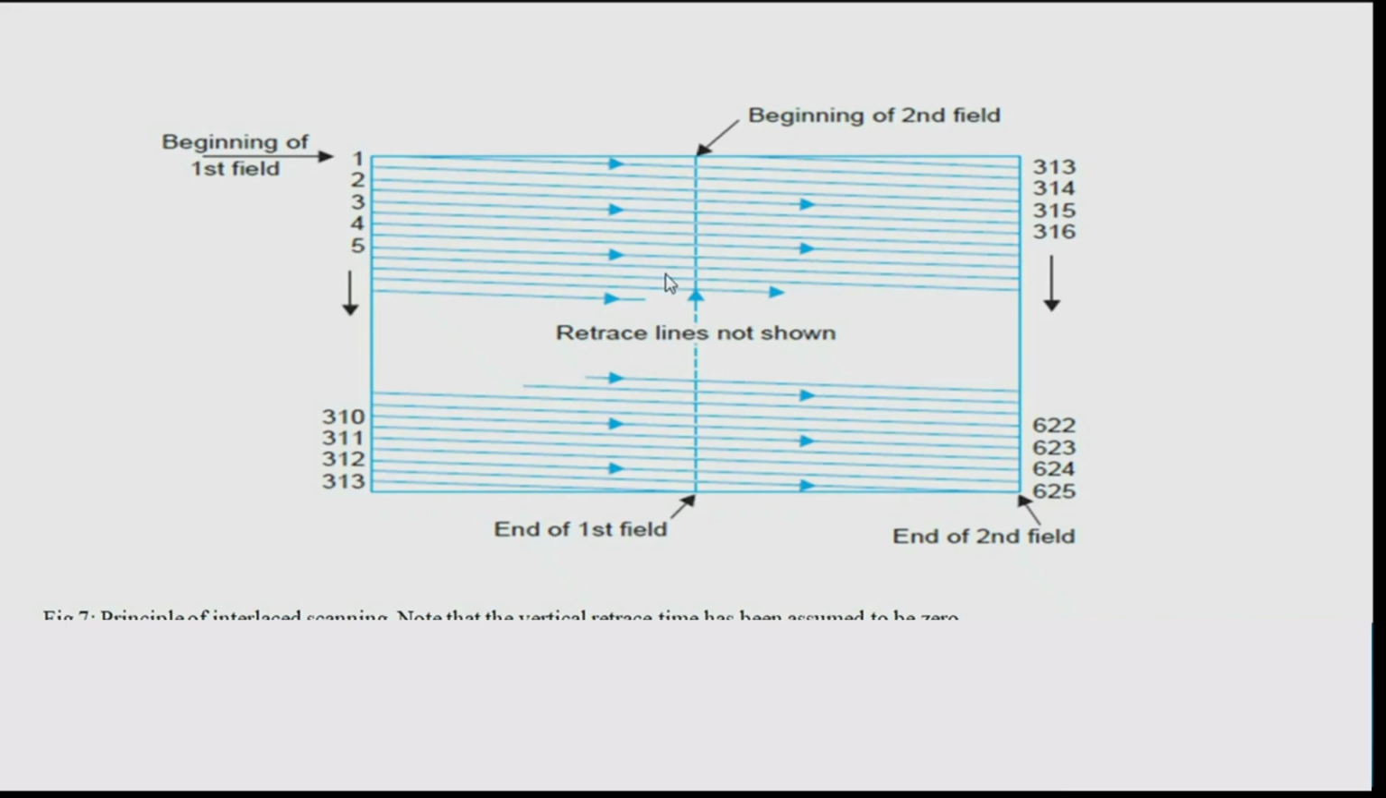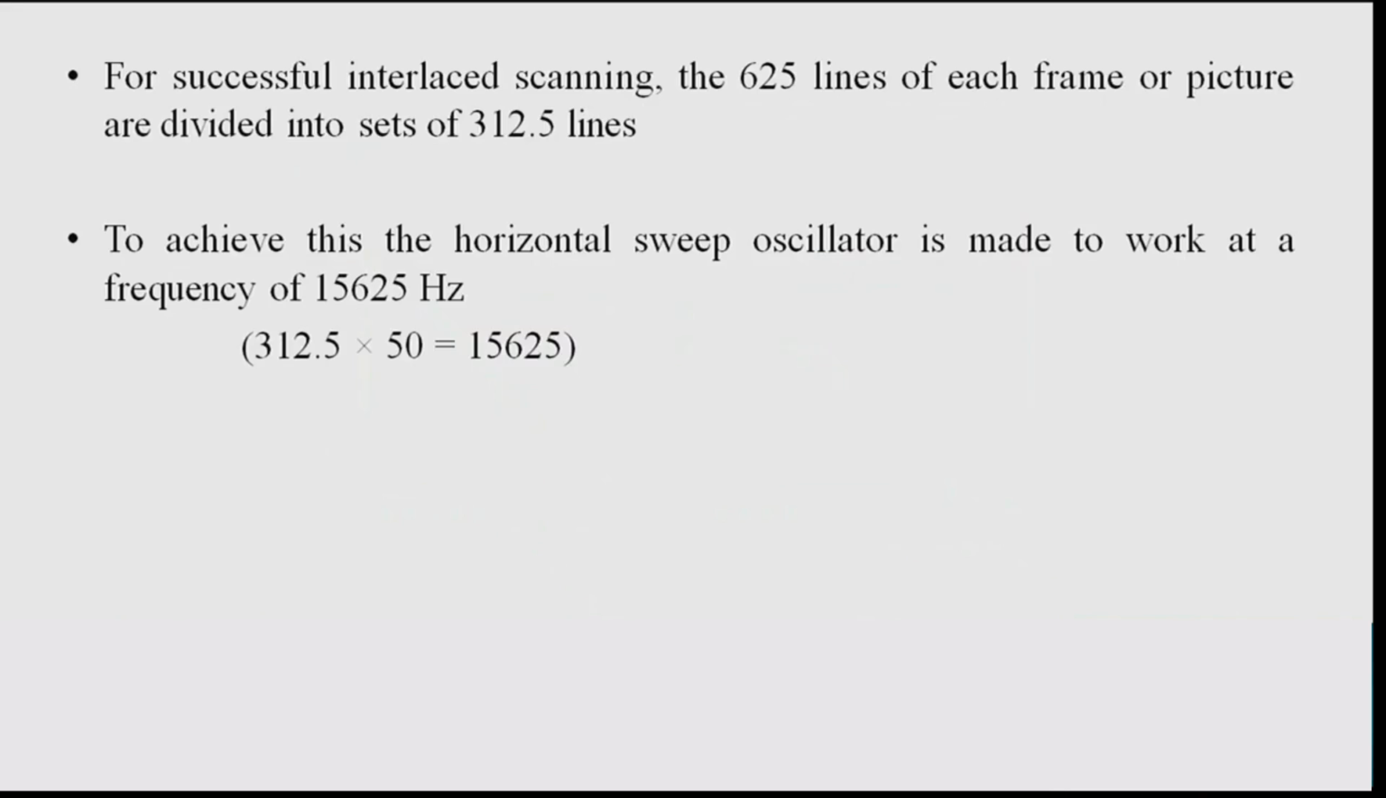Now this process will be done. If you observe in this diagram, the scanning is different for odd lines and different for even lines. Now, for successful interlace scanning, the 625 lines of each frame or picture are divided into sets of 312.5 lines. To achieve this, the horizontal sweep oscillator is made to work at a frequency of 15,625 Hz.